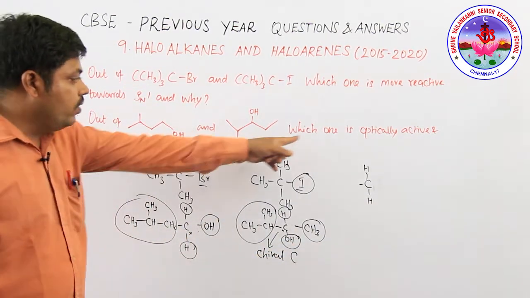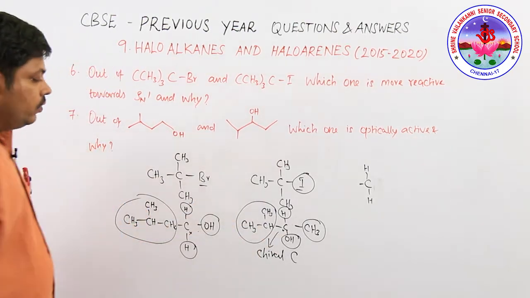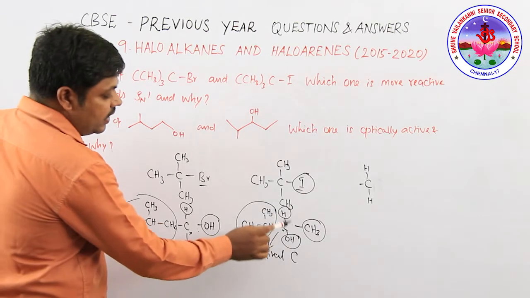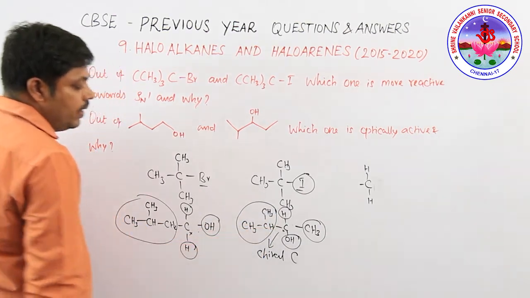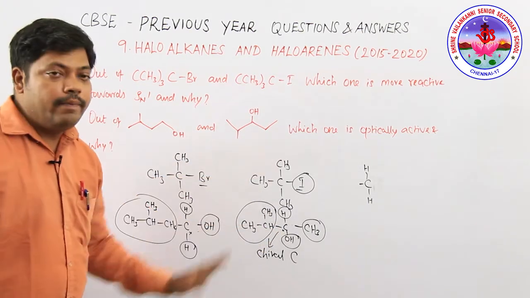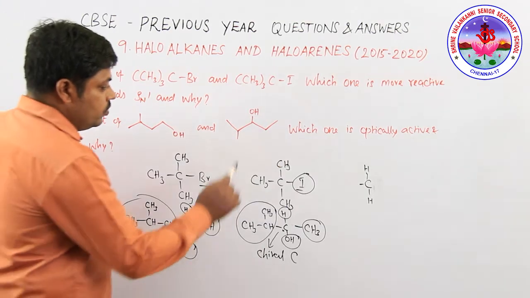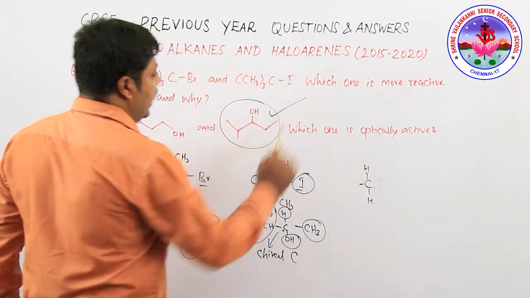Out of these two compounds, which is optically active? So this compound is optically active. You have to check like this whether the compound has a chiral carbon or not. When the compound has a chiral carbon, that compound should be optically active. The question is, which one is optically active? So this is optically active.